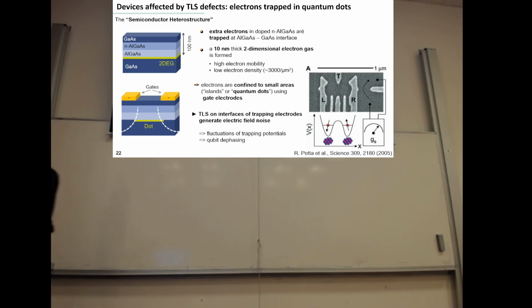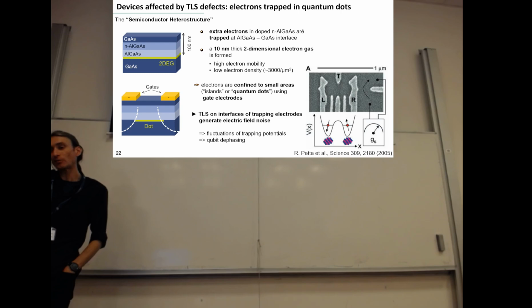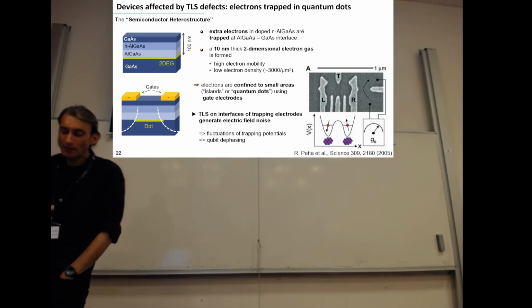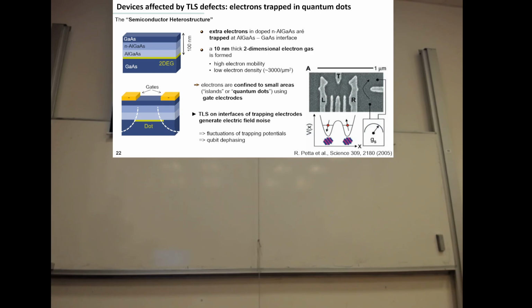However, despite now, I don't know, 20 years of research, people are still struggling with coherence there. And the reason is again just TLS. Again, we have metal electrodes here, and we will have TLS on the oxides of this metal electrode, which generate electric field noise. The problem here is that we have a very short distance between this electrode and the TLS and the electron. So even a single TLS can strongly affect the local potentials here, which of course then generates decoherence.